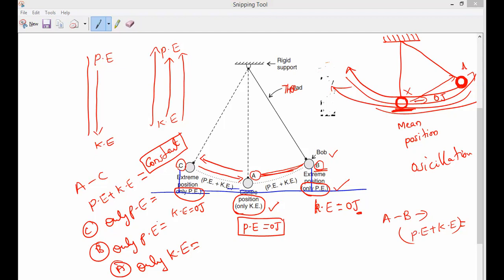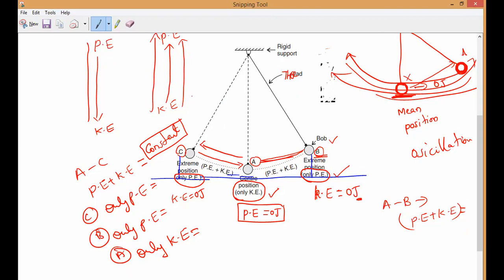Now let us take values also. For example, at the extreme point C, potential energy is equal to, let me take, 20 joules. Now, during the process from C to A, exactly at the middle, potential energy is equal to 10 joules and kinetic energy is equal to 10 joules. At point A, the kinetic energy is 20 joules. Again, in the same way from A to B, at the middle point, potential energy is equal to 10 joules, kinetic energy is equal to 10 joules. The sum is equal to 20 joules only.